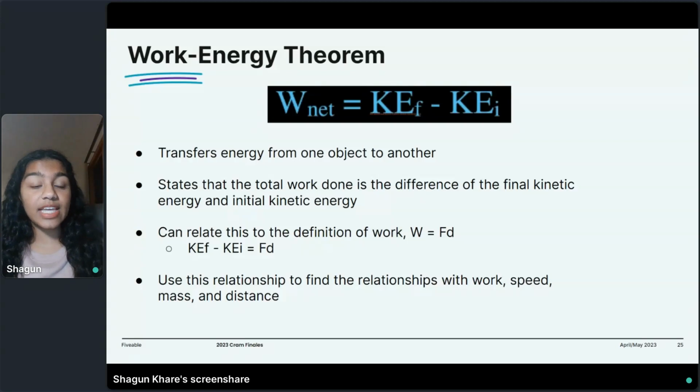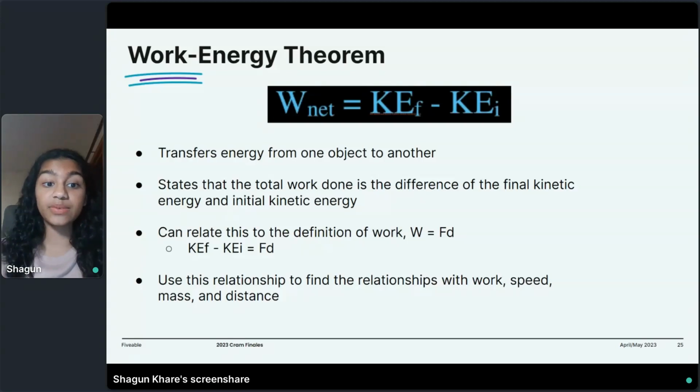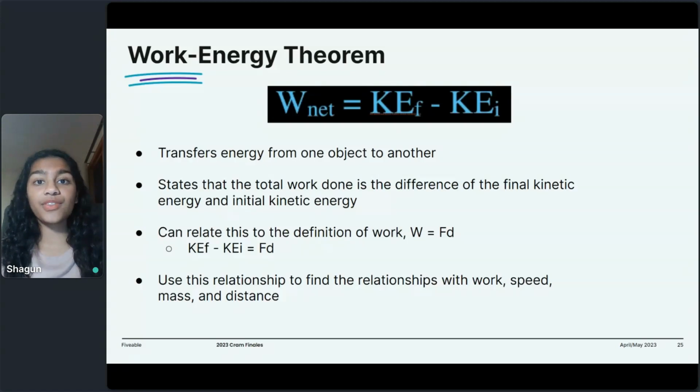So the neat thing about the work-energy theorem is that you can relate this to the definition of work, which Tammy talked about earlier on, which is work is equal to the force times displacement. So you can equate that the change in kinetic energy is equal to the force times displacement. And this is a very powerful theorem because over here you have so many different relationships and unknown variables you can solve for. And that helps you solve those really tough physics problems where you're given, for example, acceleration, mass, and velocity, and they're asking you, for example, for displacement.